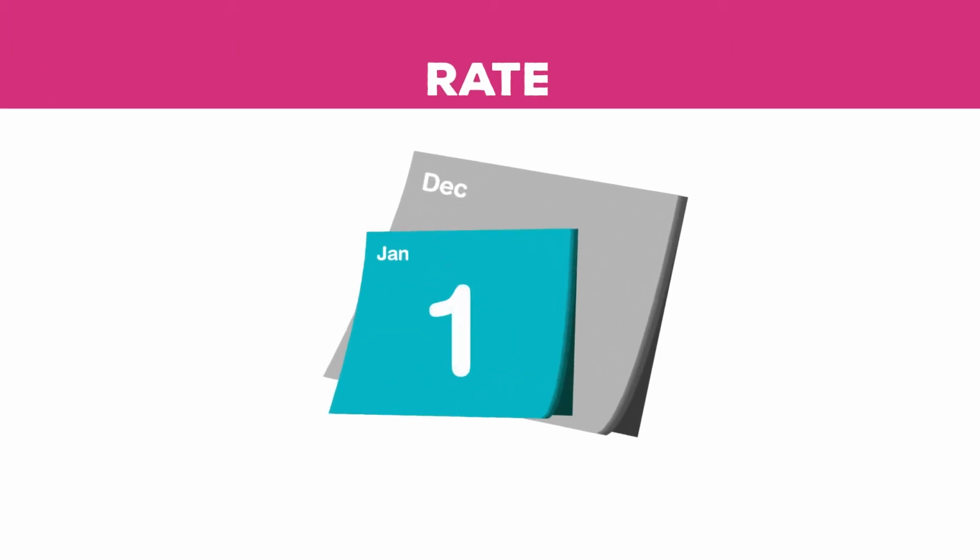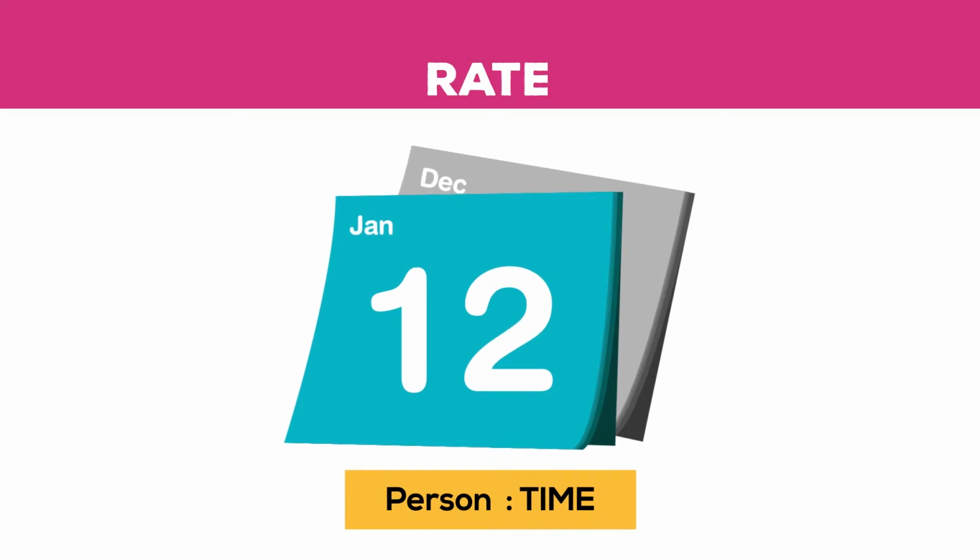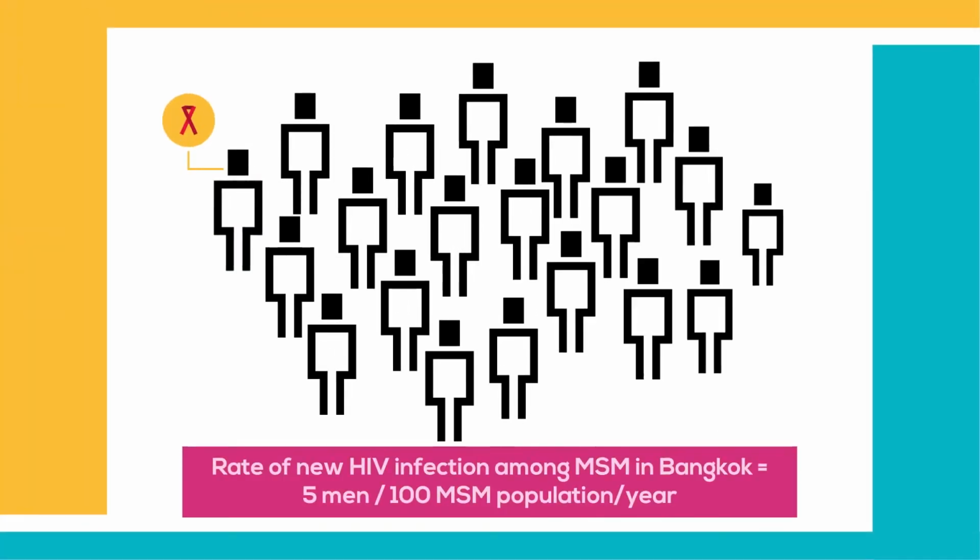Rate is a measure of frequency with which an event occurs in a defined population over a specified period of time, calculated from the number of cases divided by the sum of person-time. For example, the rate of new HIV infection among men who have sex with men in Bangkok is 5 men per 100 MSM population per year.